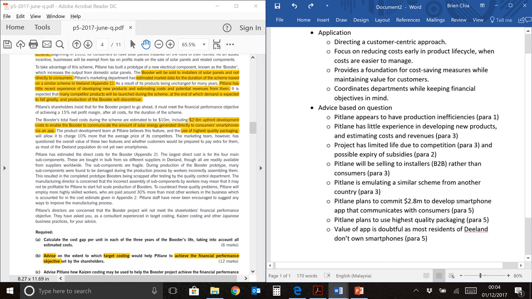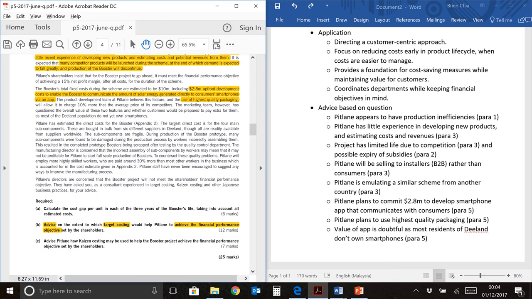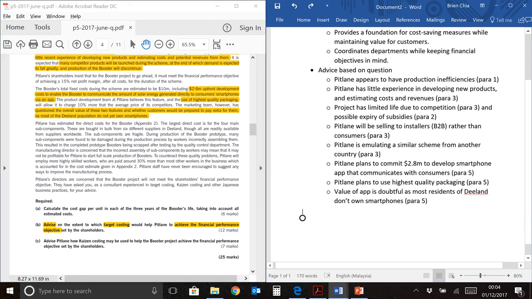The value of the app is doubtful, as most residents of DLAND don't own smartphones. And this is identified over here. So if they don't own smartphones, well, then there's no point having an app. So we need to question that in our answer.